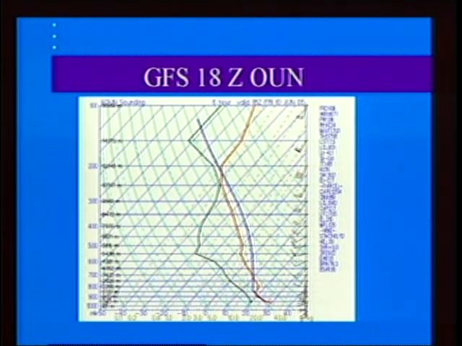It has a significant CAPE value also of over 1,200 joules per kilogram, and the cap is 2.7, so this one has a little bit weaker of a cap, but it still has the abundant moisture and warm air in the lower troposphere and cooler air and drier air aloft.